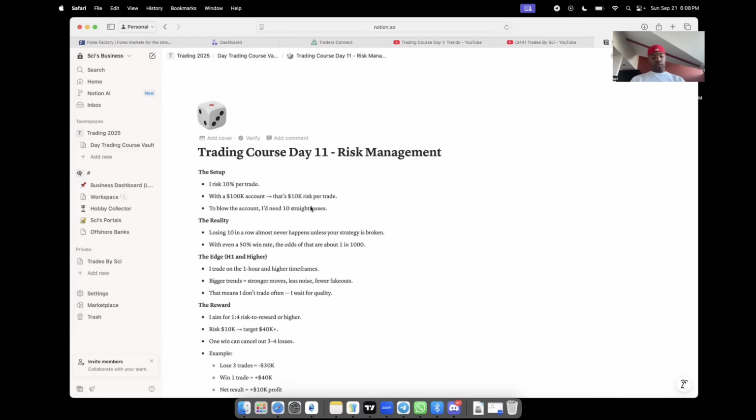Let's talk about this, right? To blow your account, you need 10 trades in a row as a loss. It's 10 straight trades: 10K, 10K, 10K, 10K, 100K loss, right? The reason I'm okay with risking 10% is because of the risk to reward. Once again, risk to reward saves you from pretty much everything.